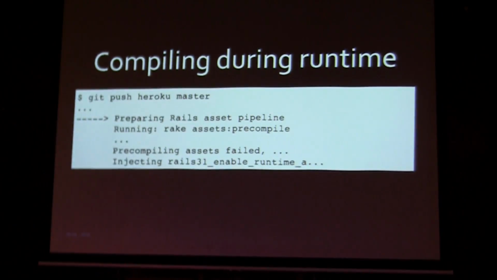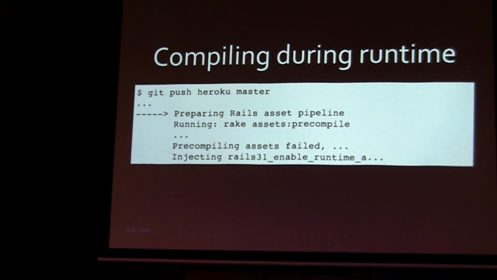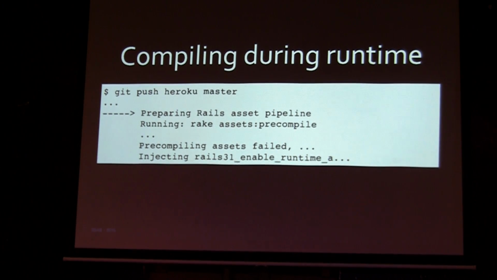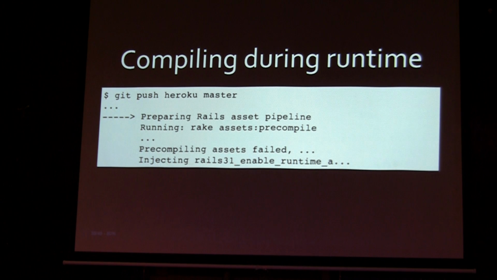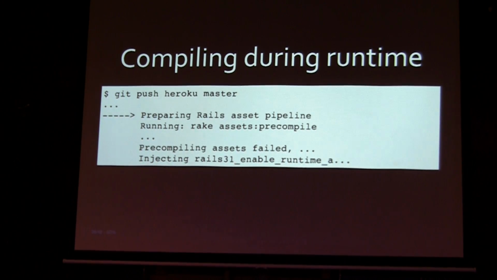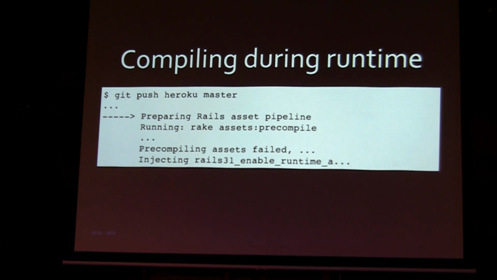And then finally, we have compiling during runtime. The deployment process is fairly similar. You just push to Heroku, and you'll see we detect that you're using the asset pipeline. We try to run the rake task, but the rake task will abort for some reason or other because of some build time thing. We will detect that it aborted, and we will inject this plugin that I wrote, which basically just enables asset compilation during production. It flips a configuration option in production mode and sets it to true.